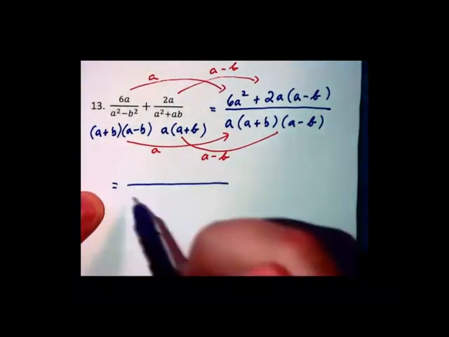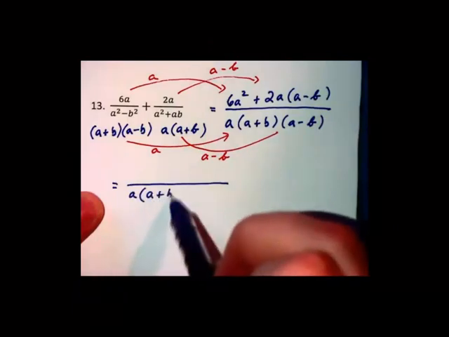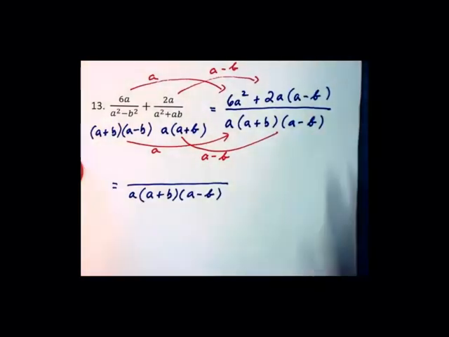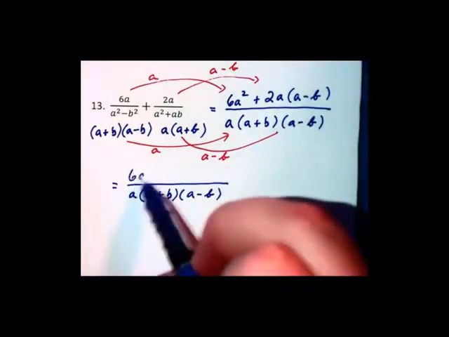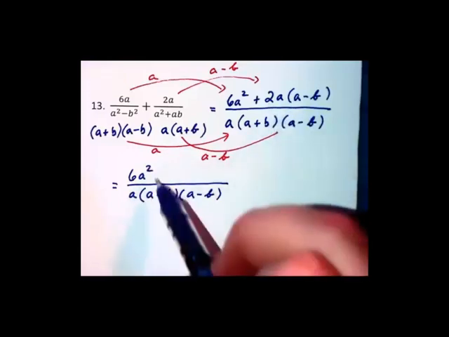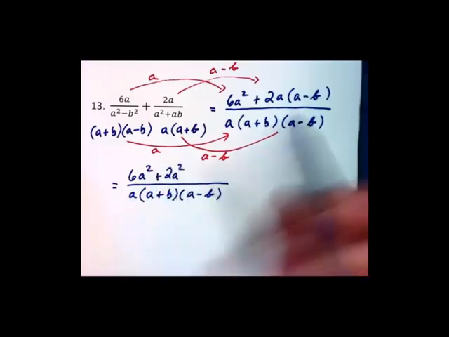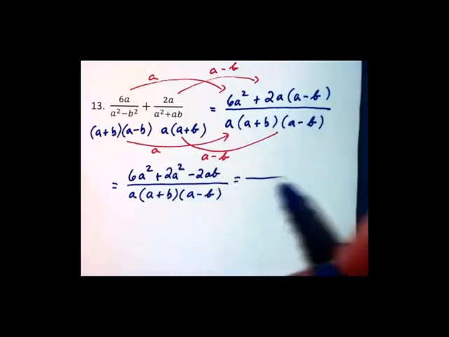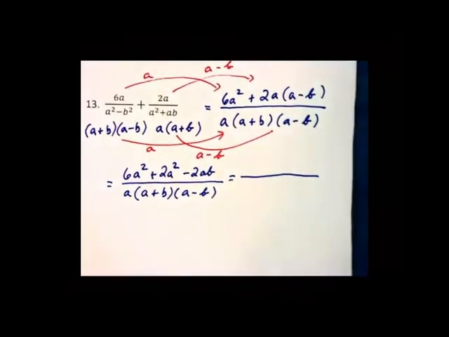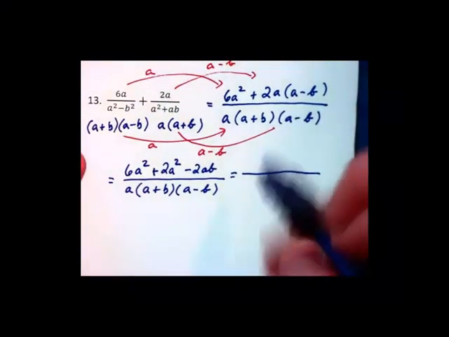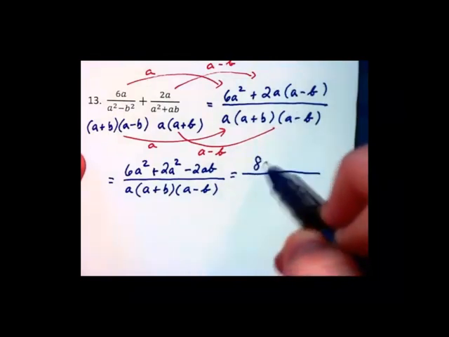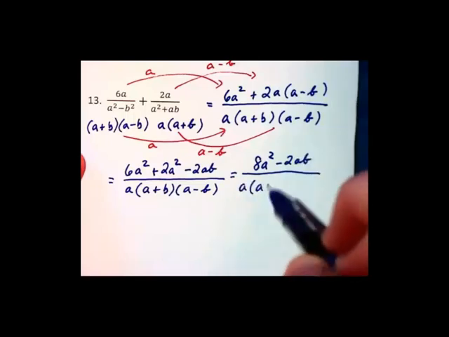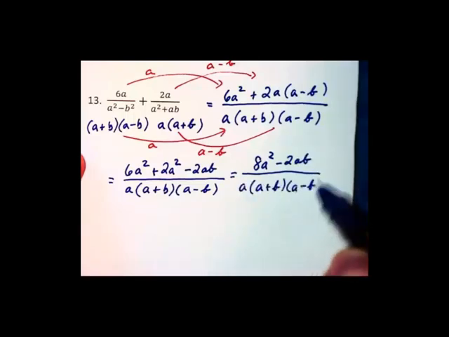Okay, I'm going to leave my denominator factored. I'm never going to distribute that out because I need it factored to see if I can do cancellation later on. So up above we've got some distribution. We're going to leave the 6a squared as it is. 2a times a makes 2a squared. 2a times negative b makes minus 2ab. I think we can all see that we've got like terms up in the numerator. So I can go 6a squared plus 2a squared makes 8a squared minus 2ab over the a times a plus b times a minus b.